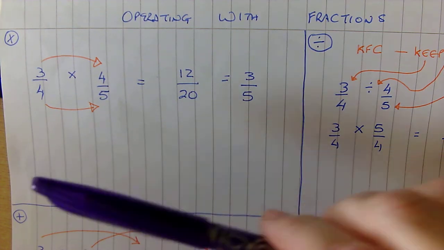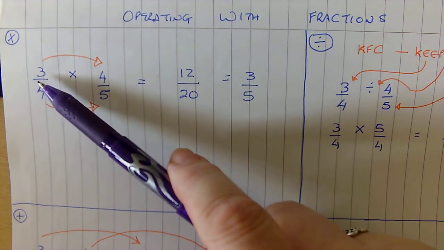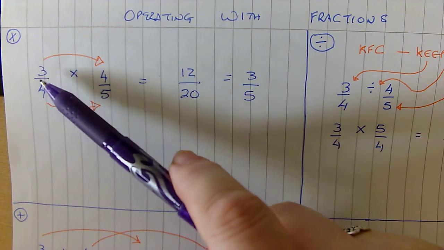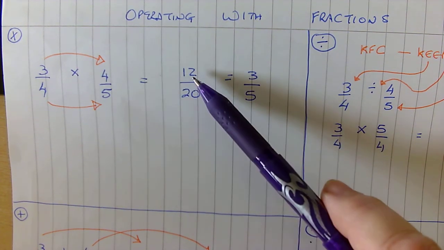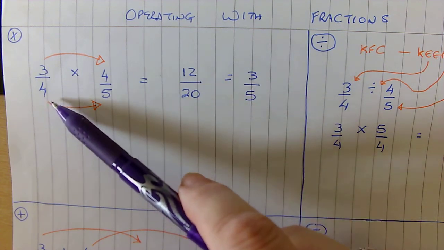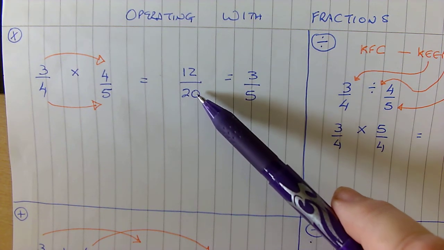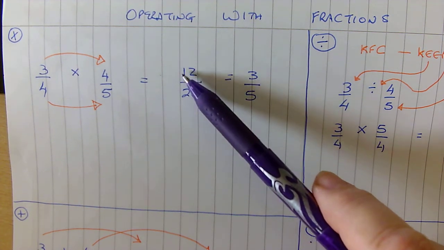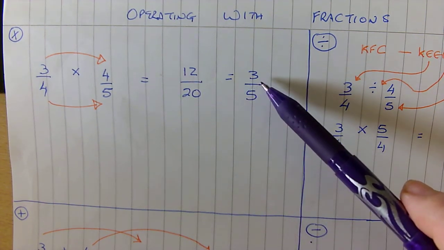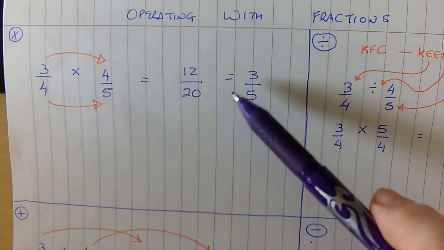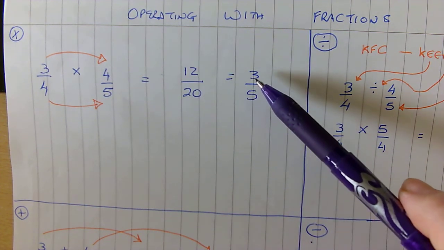The multiplication of fractions is fairly straightforward, because if you look at your two fractions, we multiply straight across the top. In this case 3 times 4 is 12. Straight across the bottom, 4 times 5 is 20. And if possible, we would then simplify or reduce that fraction down to its simplest terms. So this time I've divided the top by 4 and the bottom by 4 to give me 3/5.